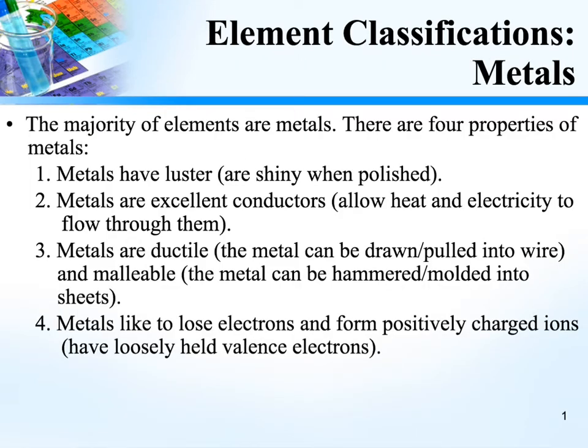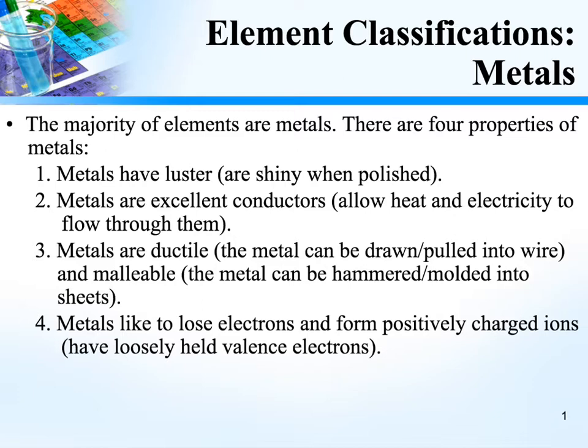As mentioned in the previous slide, the majority of the elements are metals. There are 4 properties of metals that we have to know. Metals have luster. What that means is they're shiny, especially when they're polished, so they like to reflect. Metals are also excellent conductors, so the material will allow heat and electricity to flow through them. Metals are ductile. That means that the metal can be drawn or pulled out into a wire, but they're also malleable, which means it can be hammered or flattened into thin sheets.